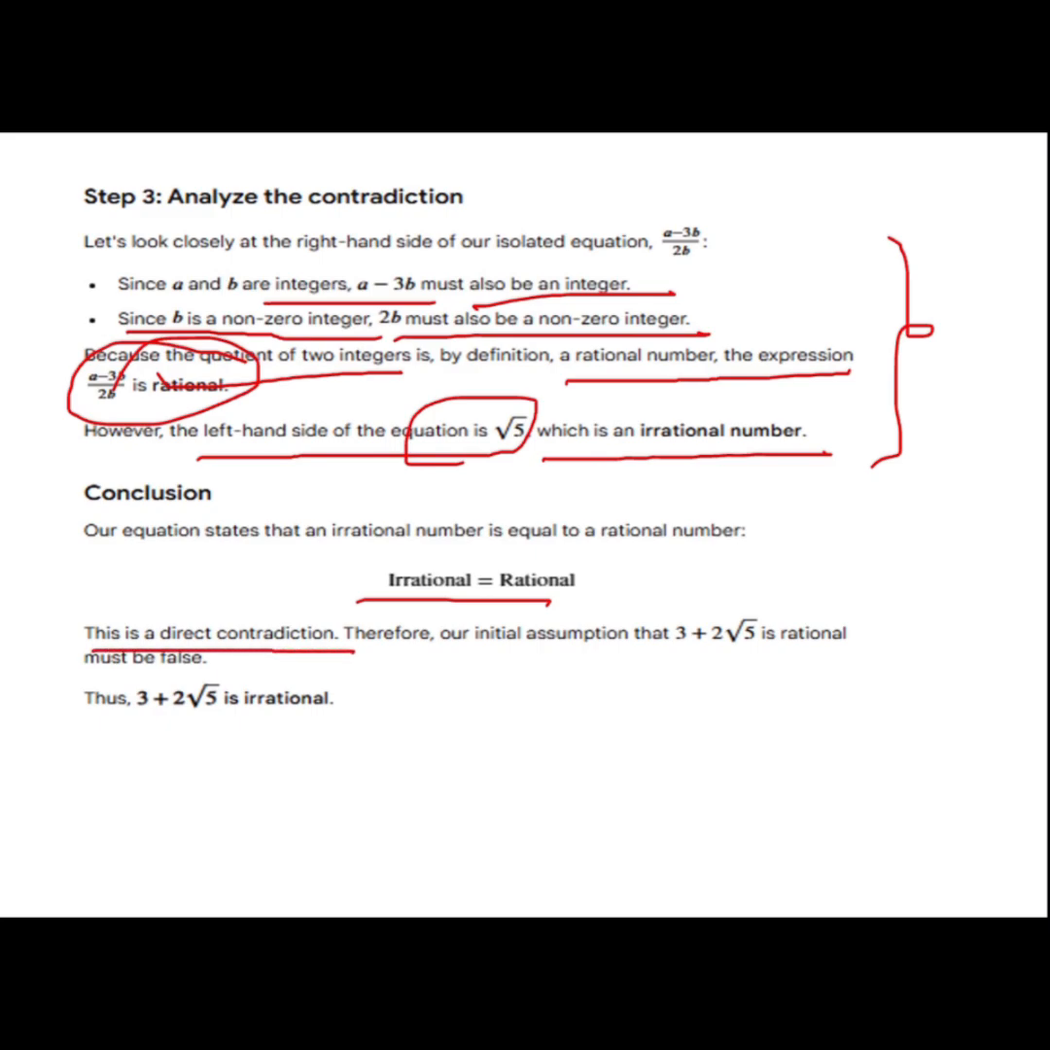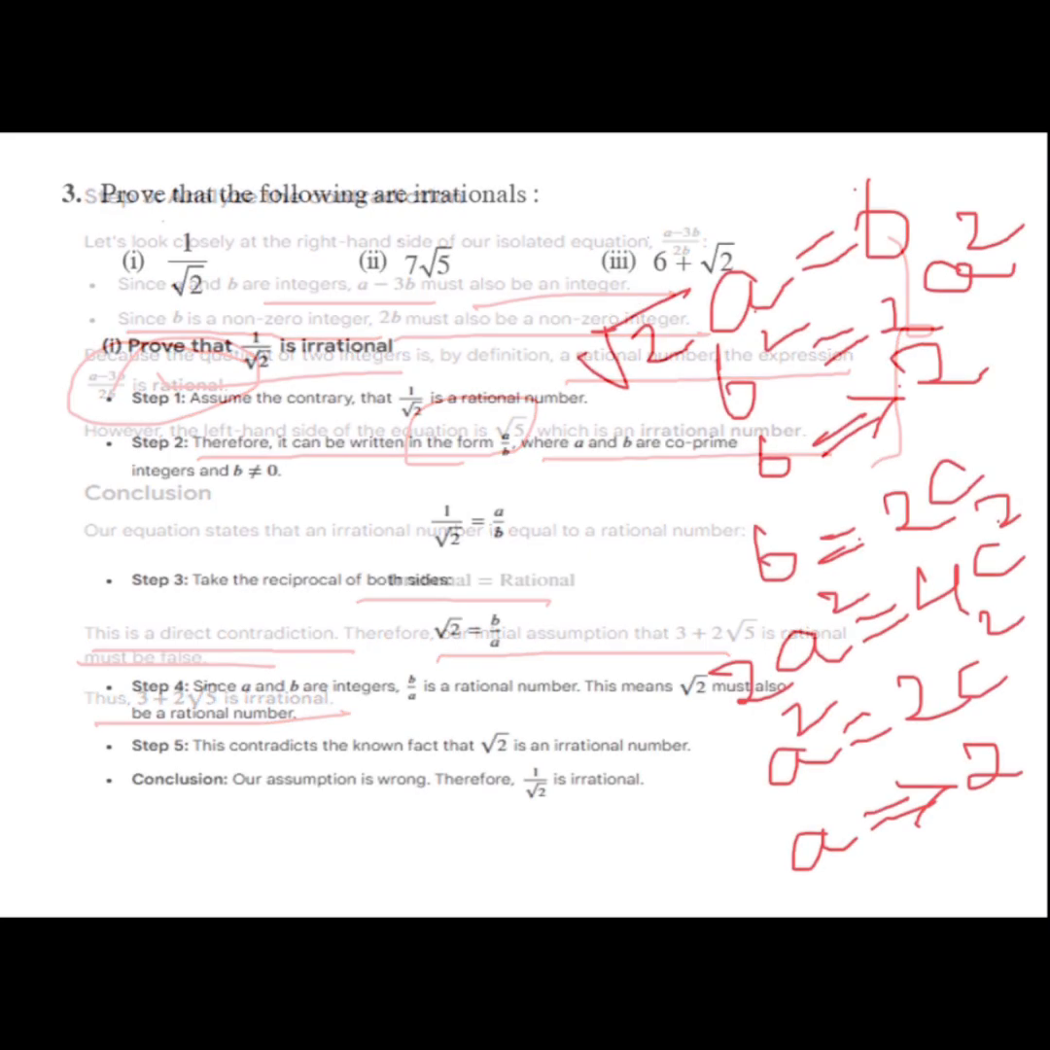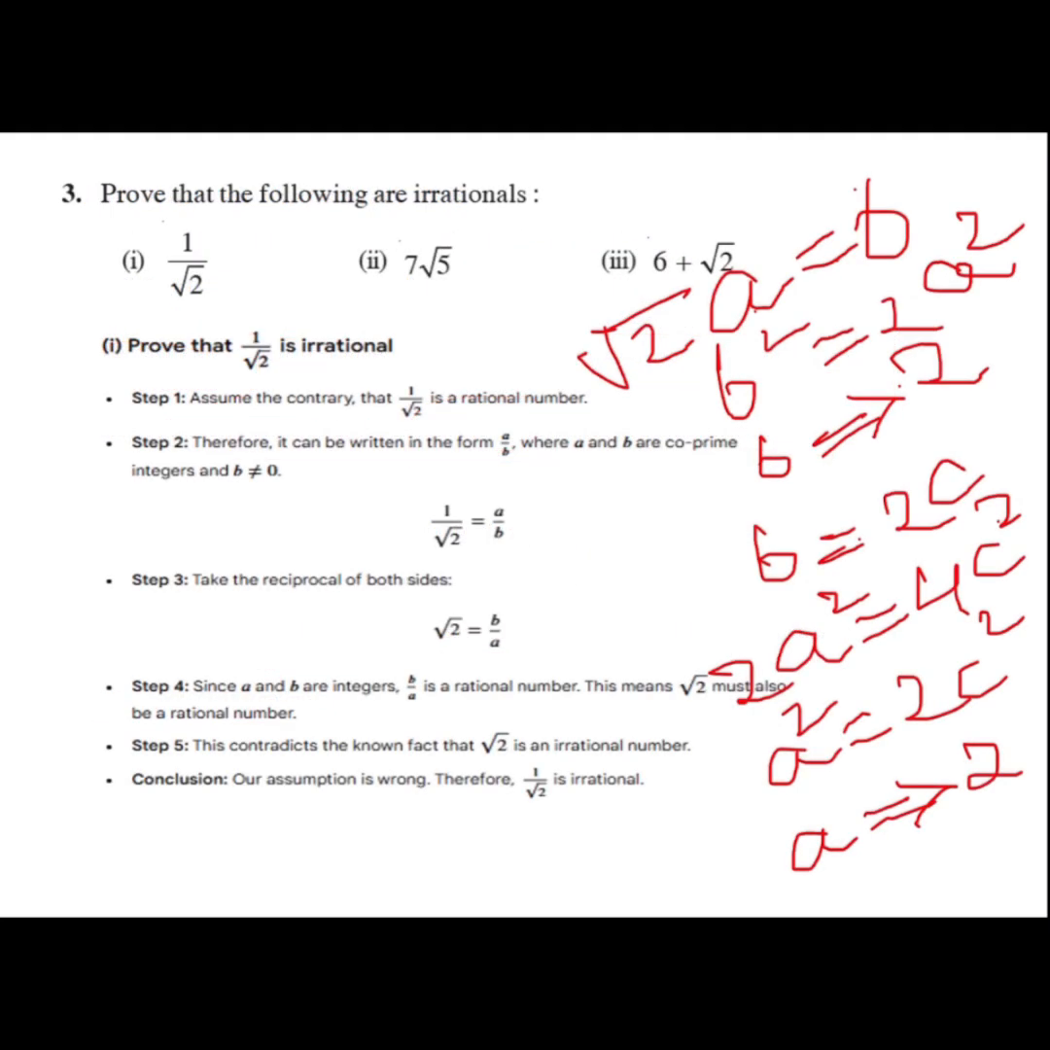Since this is a direct contradiction, therefore the initial assumption that 3 plus 2 into root 5 is a rational number must be false. Thus, 3 plus 2 into root 5 is irrational. Third question, prove that the following are irrationals. First one is 1 divided by square root of 2 is irrational.